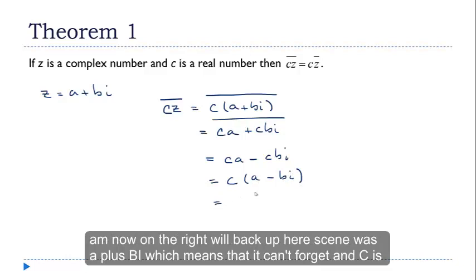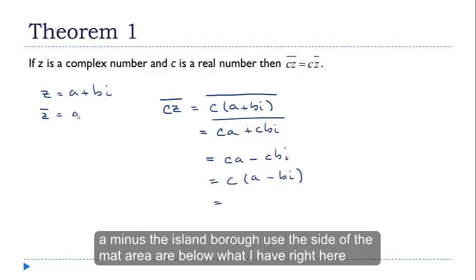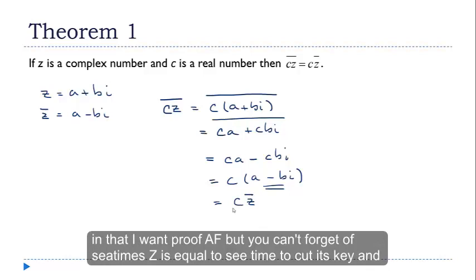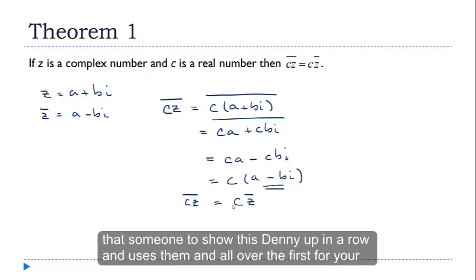And now I'm done. Look back up here. Z was a plus bi, which means that the conjugate of z is a minus bi. Remember, all we do is change the sign of the imaginary part. But look at what I have right here, a minus bi. So I'm going to substitute z bar, and that's what I wanted to prove. I have the conjugate of c times z is equal to c times the conjugate of z. And that's what I wanted to show. This is going to be our standard approach. I'm going to use this in all 4 of these first 4 theorems.